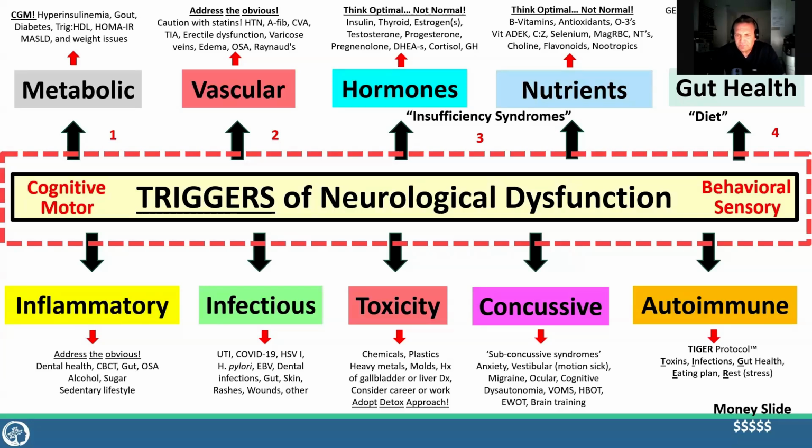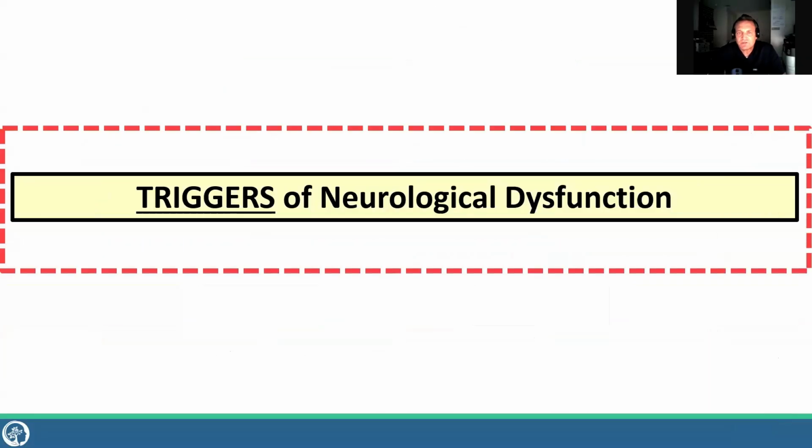Other people might have a concussion. And after a concussion, they have chronic vertigo, or they have ringing in their ears, or they get these palpitations and they can't stay focused long term, or they have light sensitivity. We call that photosensitivity, right? So these are all triggers of neurological dysfunction.